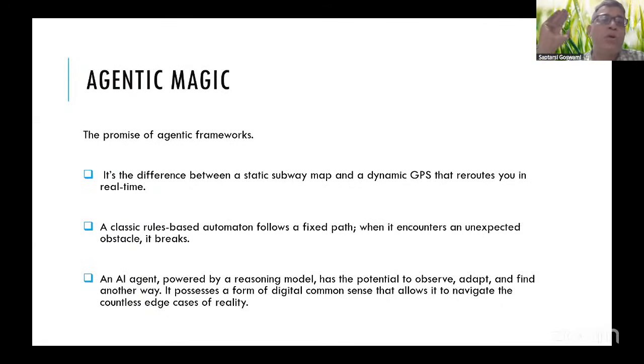As you see in the next slide, classic rule-based automation follows a fixed path, and when it encounters an unexpected obstacle, it breaks. An agent has a reasoning model, so it has the potential to observe, adapt, and find another way. It possesses a kind of digital common sense, which comes from different knowledge bases, its previous experiences, and feedback from the environment as well as the users, with which it can get to the next step.